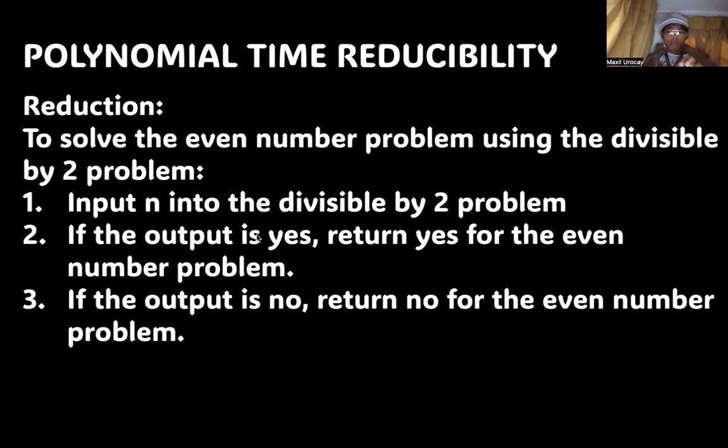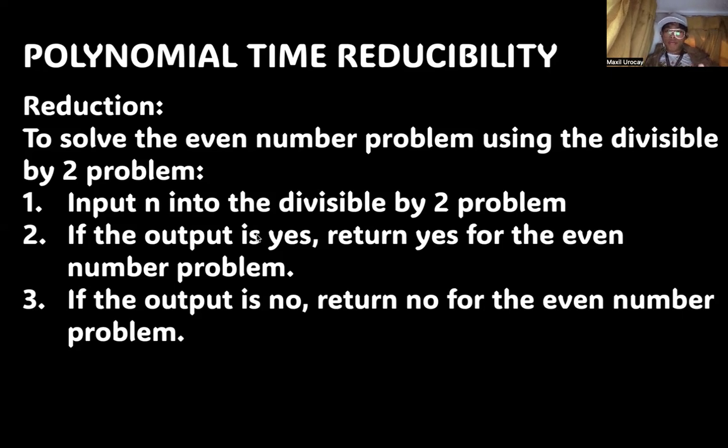We want to determine whether, for example, n is equal to 8. That is an even number, right? When our input is n equals 8, the question is: is it divisible by 2? Yes, 8 is divisible by 2, since the modulus, or the remainder, is equal to 0. Since the output for the divisible by 2 problem is yes, we conclude that n equals 8 is indeed an even number. So it's deterministic, and it's really easy to solve.